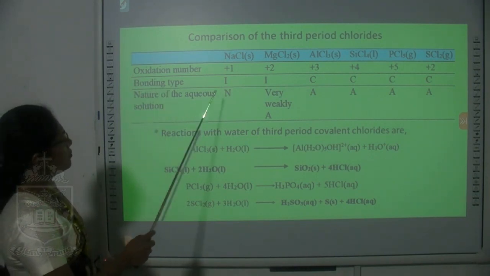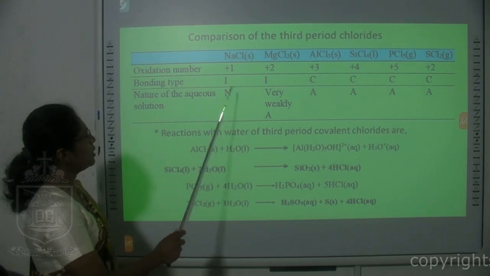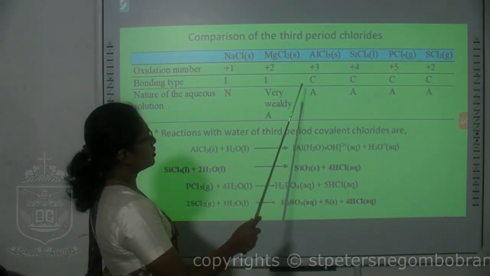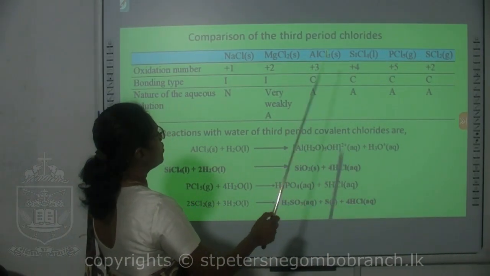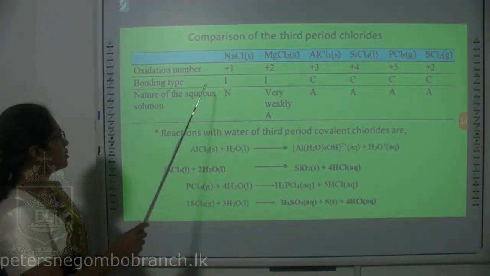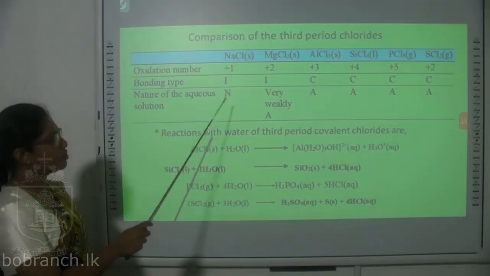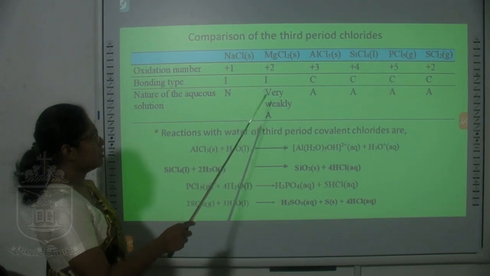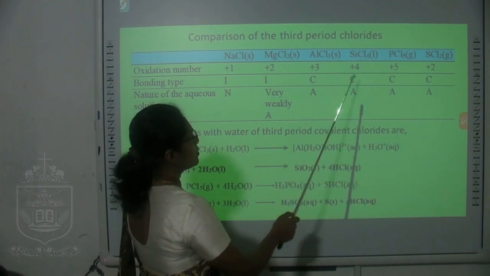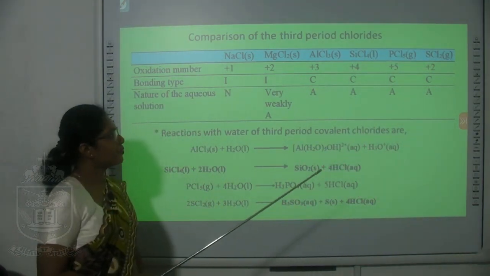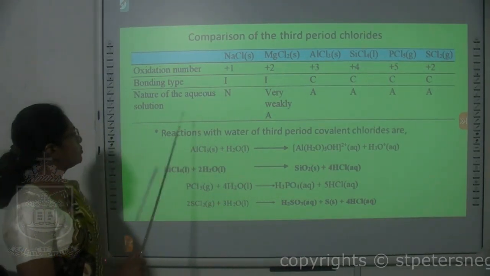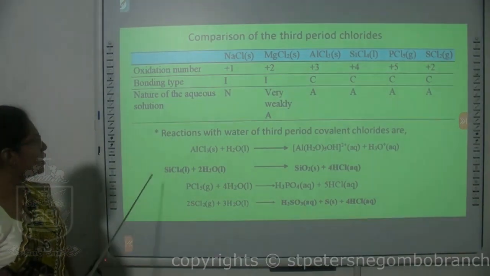Here, bonding type: the first two chlorides consist of ionic bonding type and other chlorides consist of covalent bonding type. And if we consider the nature of the aqueous solution, sodium chloride, as you know, is a neutral solution, and magnesium chloride is very weakly acidic, and the other chlorides, aluminium, silicon, phosphorus and sulfur chlorides, are acidic. So you can compare these values in the third period.